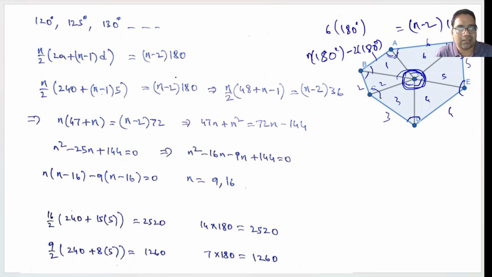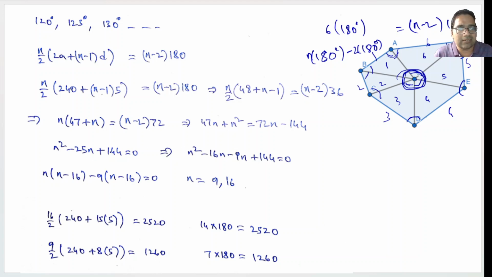Here, this 5 we can cancel from both sides. 240 by 5 is 48, and 180 by 5 is 36. So n by 2 into (48 plus n minus 1) equals (n minus 2) into 36. That means n by 2 into (47 plus n) equals (n minus 2) into 36. Taking the 2 to the other side, it becomes 72. If you simplify, this becomes 47n plus n squared equals 72n minus 2 times 72, which is 144. This simplifies to n squared minus 25n plus 144 equals 0, since 47n minus 72n is minus 25n.